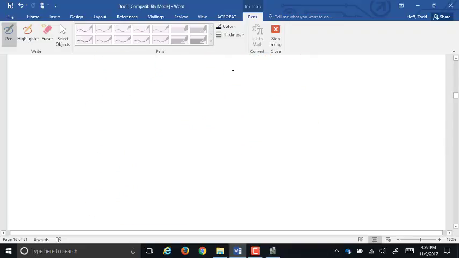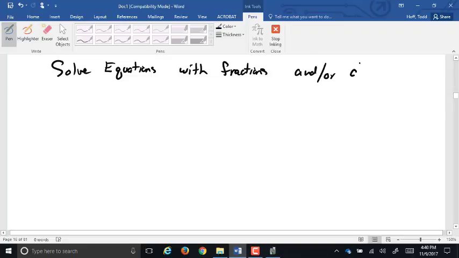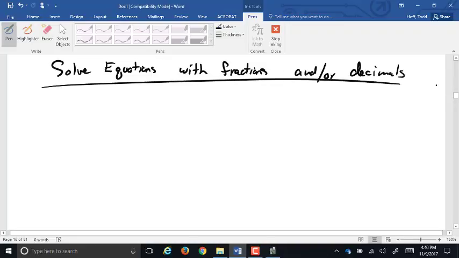You will also have to solve equations with fractions and/or decimals. Equations that might look like this: 3/4 x minus 2 1/2 equals 5 1/4. What would we do there first?